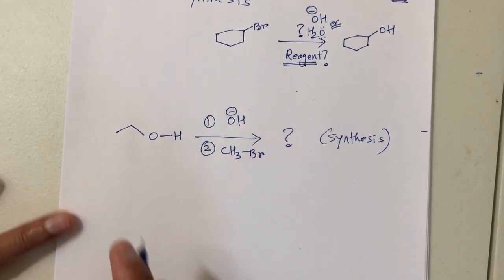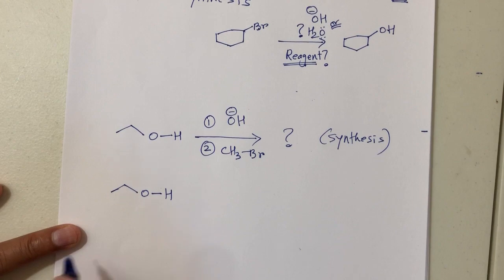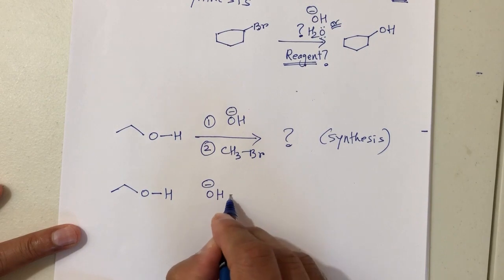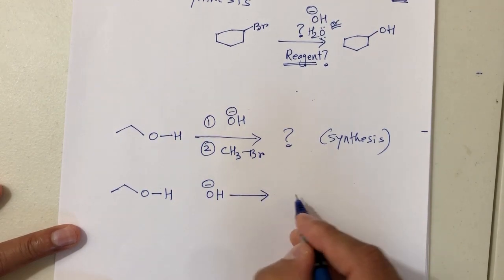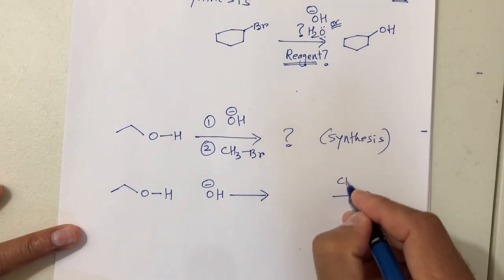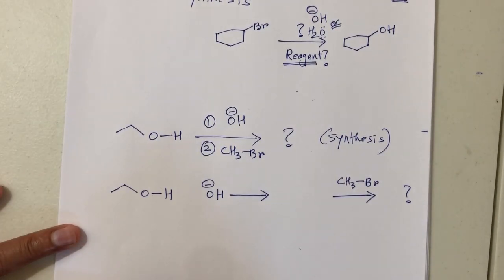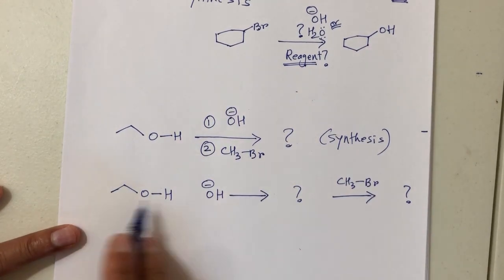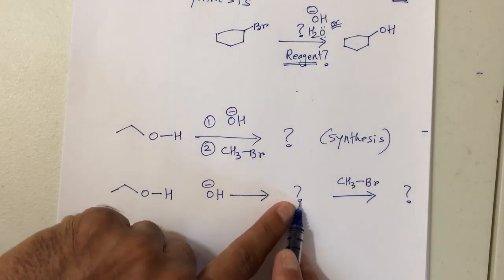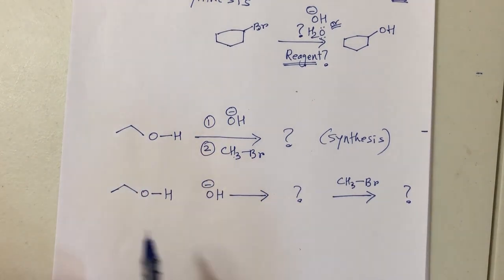Okay, you break it down this way. So you're starting with the, okay, that's your starting material. That will react with OH minus. And whatever product you get here, that will react with number two. So that will be your CH3Br. And that will get you the final product. Okay, so that's how you read it. So this is your number one, will react with your starting material. Whatever product you get, that will react with number two. Okay, that's your CH3Br. Okay, that's how you break it.